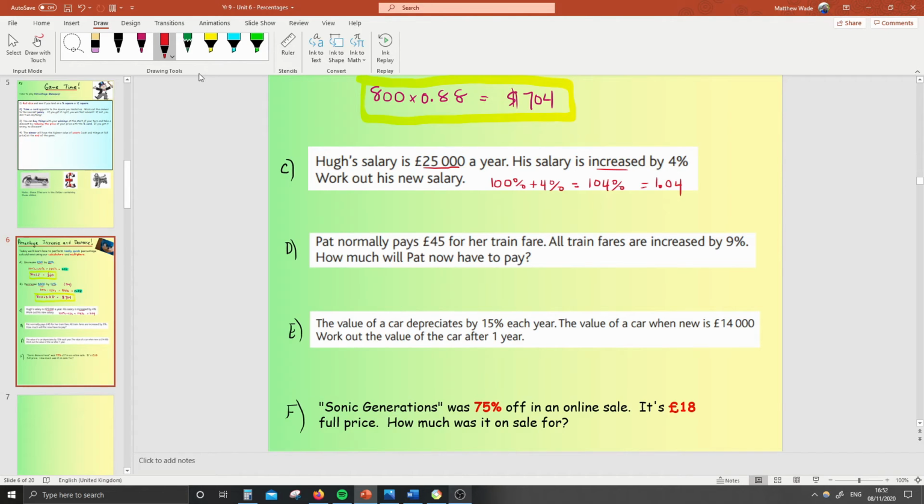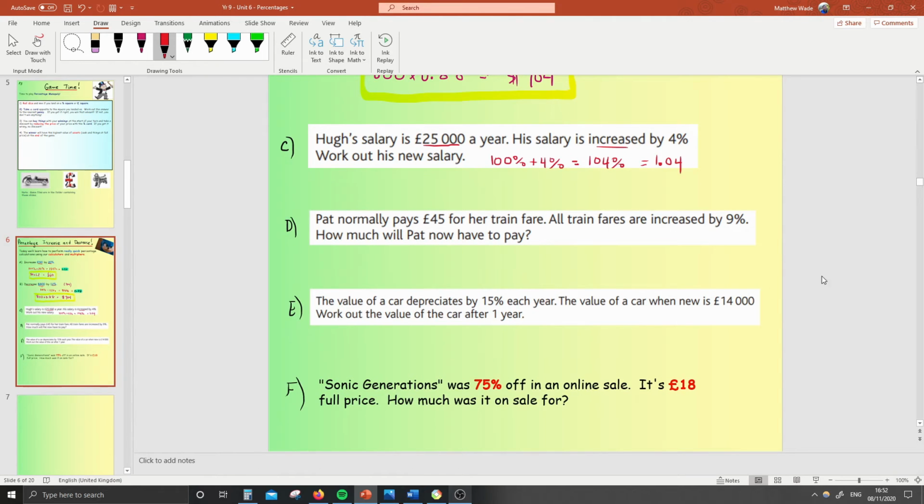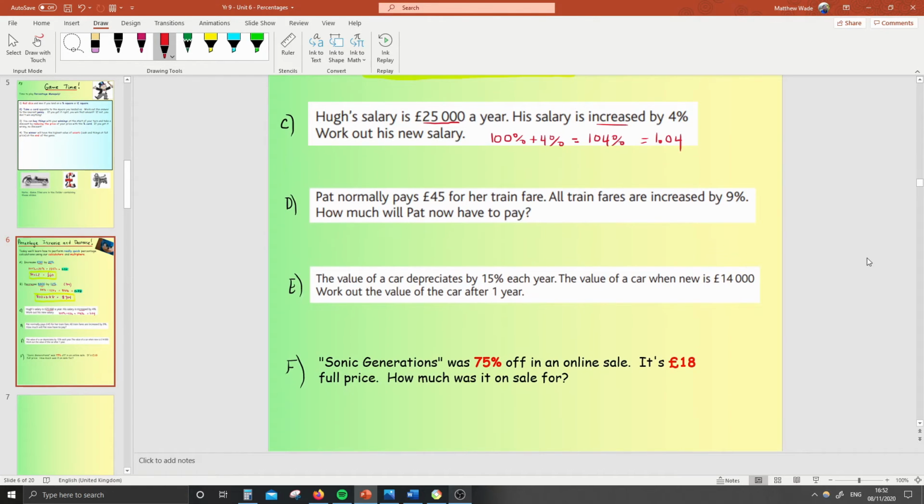Cool beans, buddies. These 4 questions, I want you just to try those with 2 steps so it looks just like what's in the yellow box. And are you ready? 3, 2, 1, go.